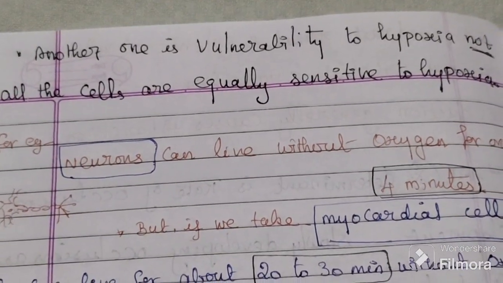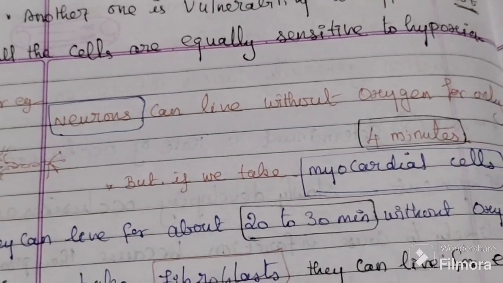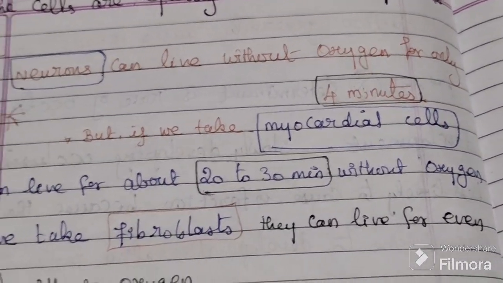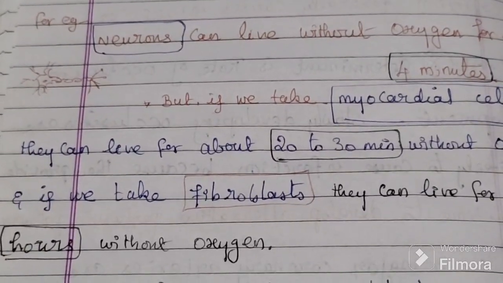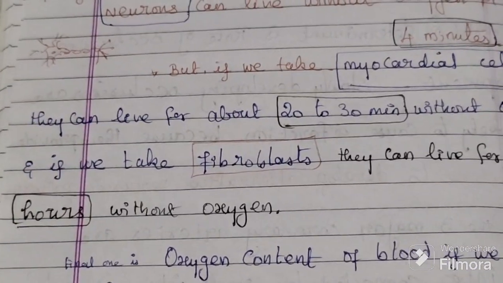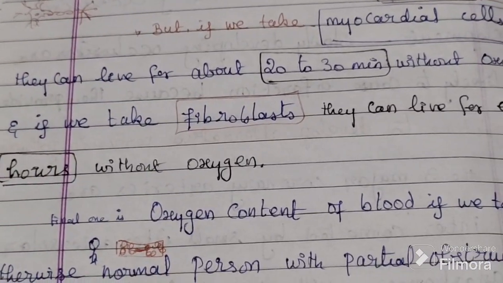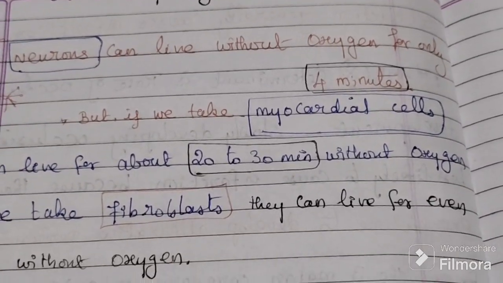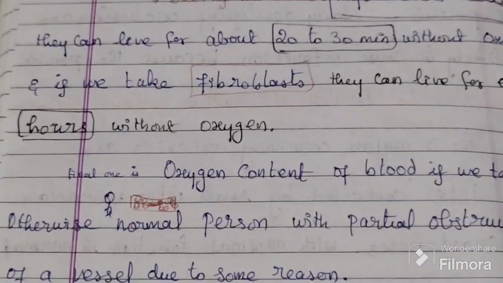Another one is vulnerability to hypoxia. Not all cells are equally sensitive to hypoxia. For example, neurons can live without oxygen for only 4 minutes. Myocardial cells can live for about 20 to 30 minutes without oxygen. And fibroblasts can live for hours without oxygen. So neurons 4 minutes, myocardial cells 20 to 30 minutes, fibroblasts an hour.